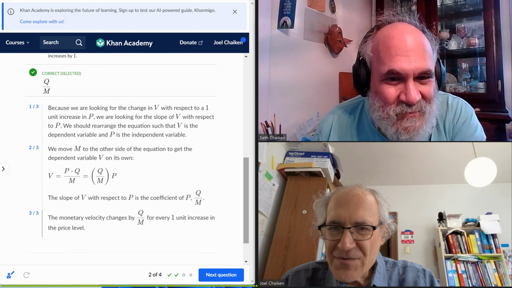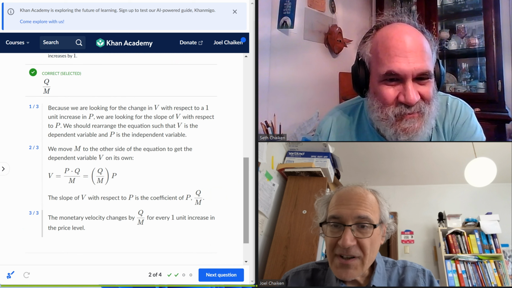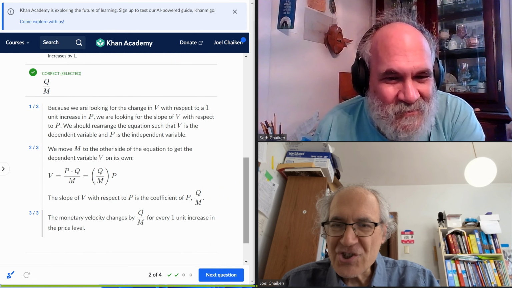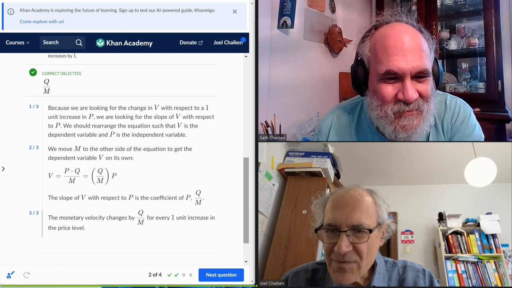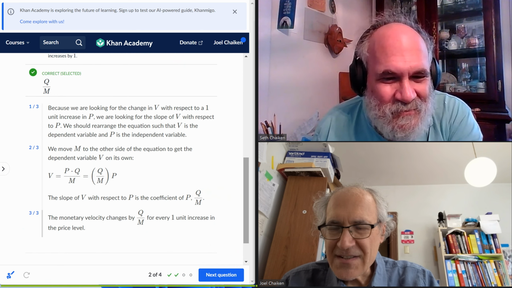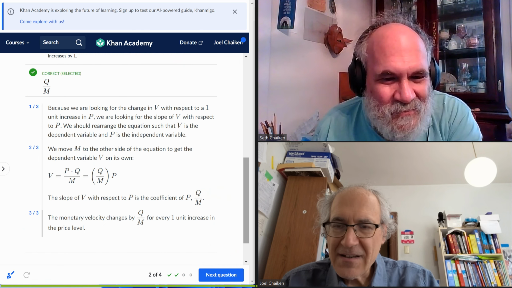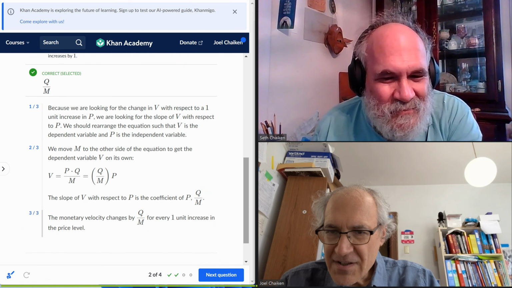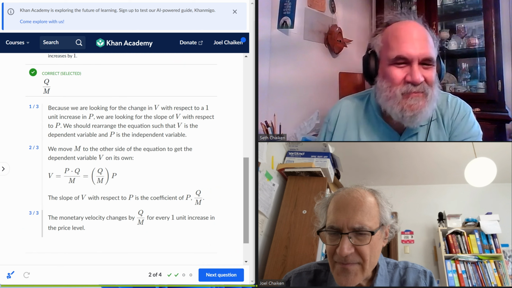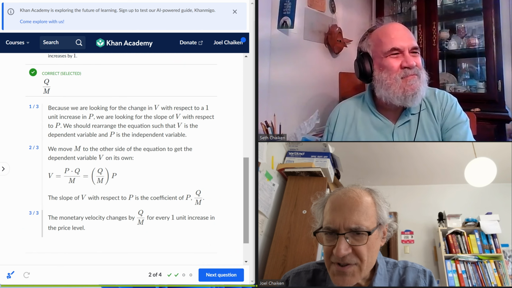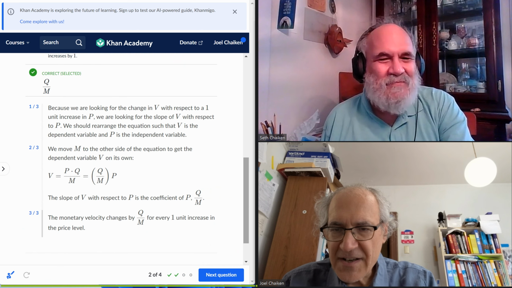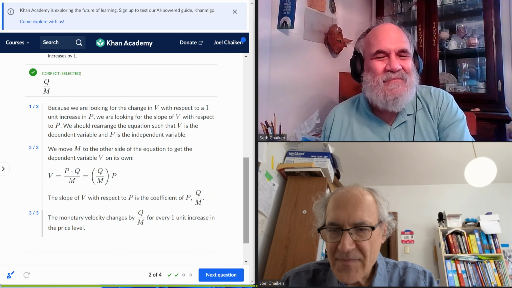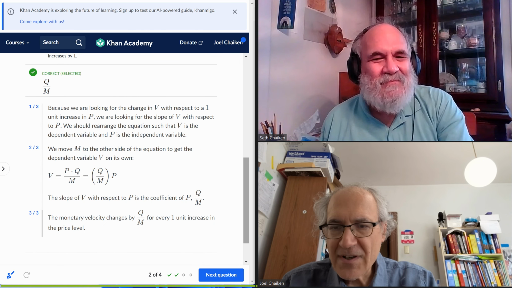Because we're looking for a change in V with respect to a 1 unit increase in P, we're looking for the slope of V with respect to P. We should rearrange the equation so that V is the dependent variable. So we did that. We move M to the other side. The slope of V with respect to P is the coefficient of P, Q over M. The monetary velocity, Q over M, changes by Q over M for every 1 unit increase in price level.